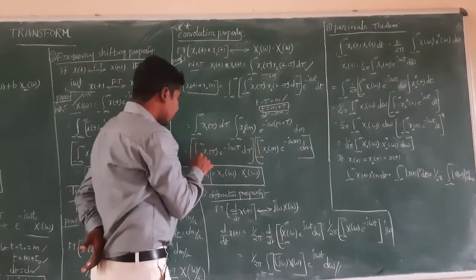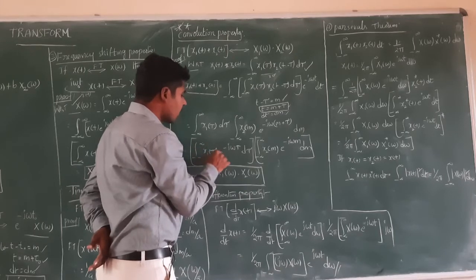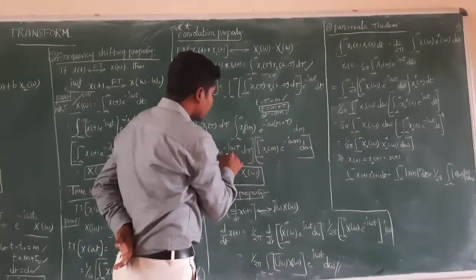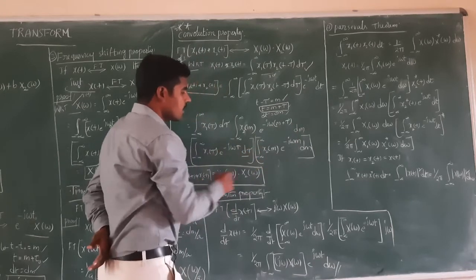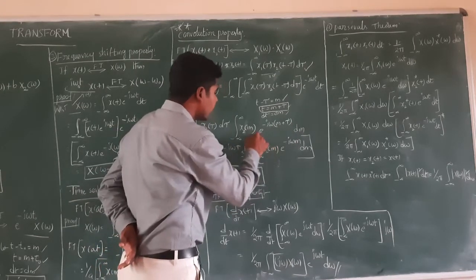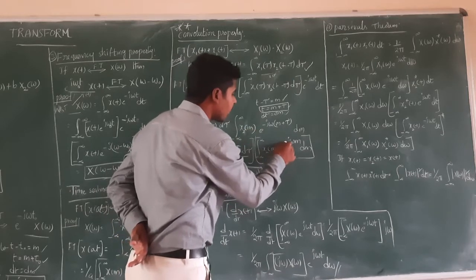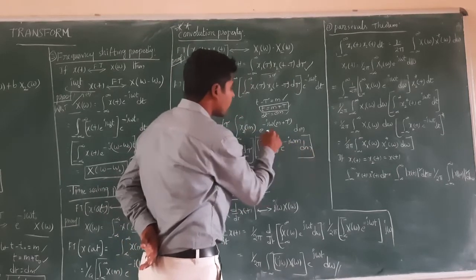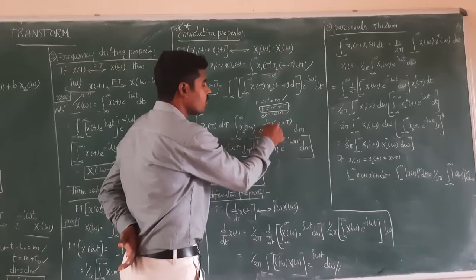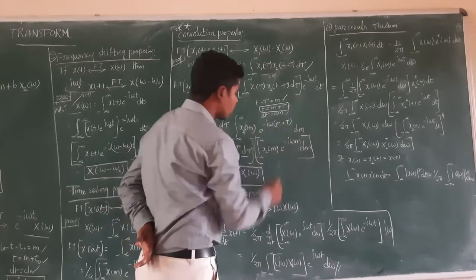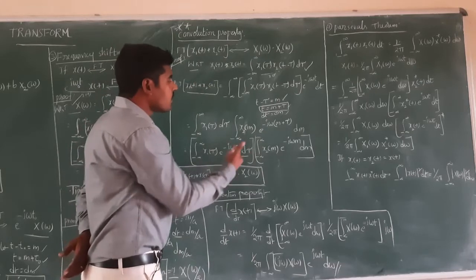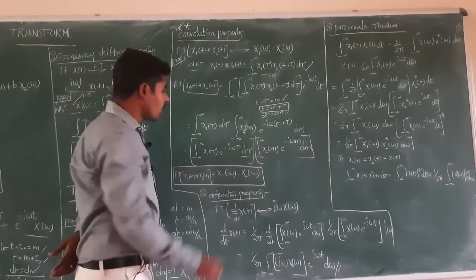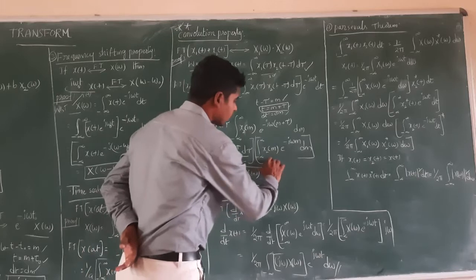Therefore, integral from minus infinity to infinity x1 of tau into e power minus j omega tau d tau is the one term. Integral from minus infinity to infinity x2 of m into e power minus j omega m dm. Here we are multiplying e power minus j omega tau and e power minus j omega m, so like a product, we can distribute this and then we can separate the corresponding terms into two parts.